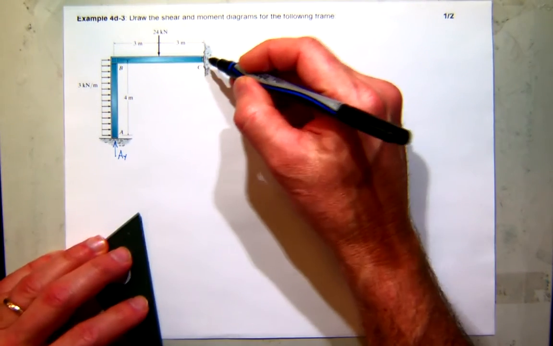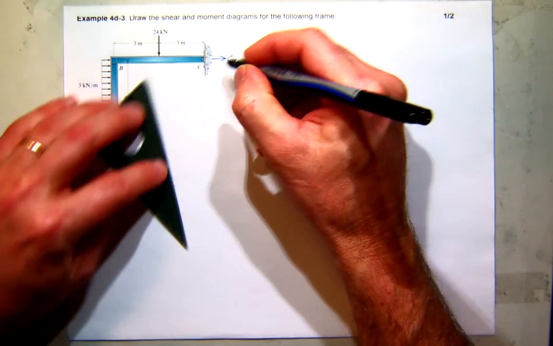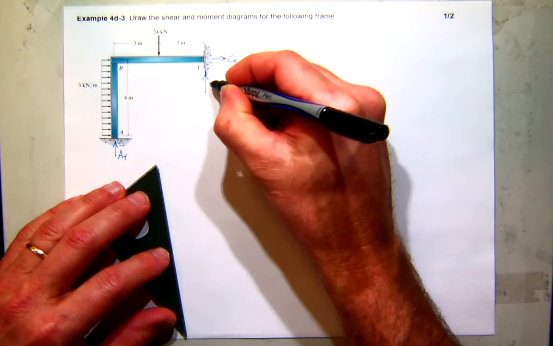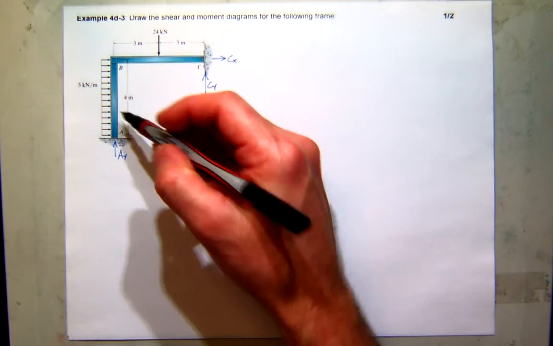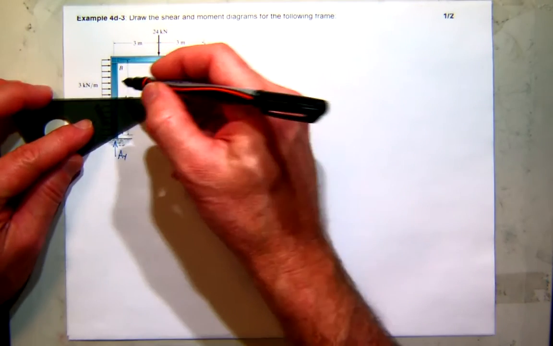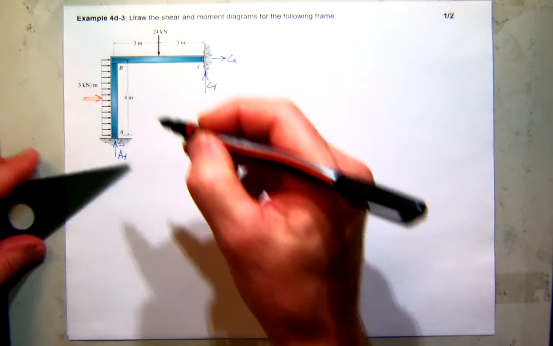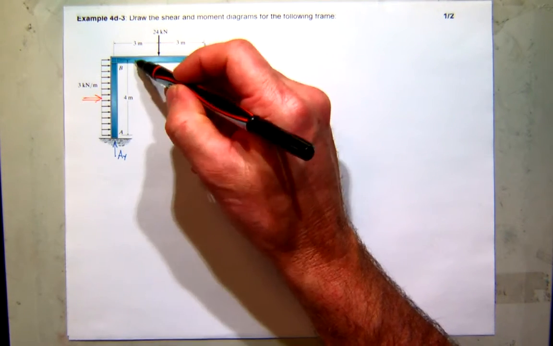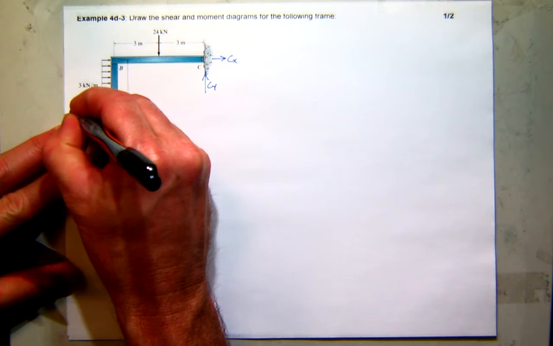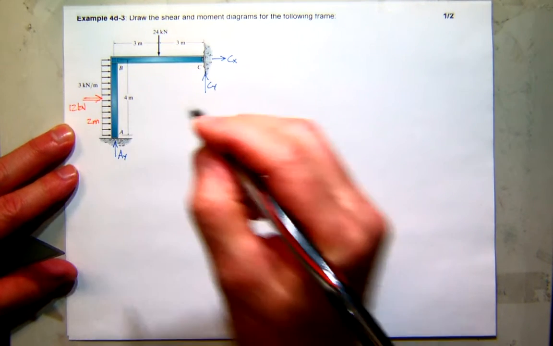Now at C, again, that's hard to see, but that's just a pin. So again, we'll have just an X and Y reaction. I should be able to find those pretty easily from this system. To make it easier, I'm going to resolve this distributed force to an equivalent concentrated force. The area under that curve is 3 kilonewtons per meter times 4 meters, so this will be 12 kilonewtons at about 2 meters up from A.